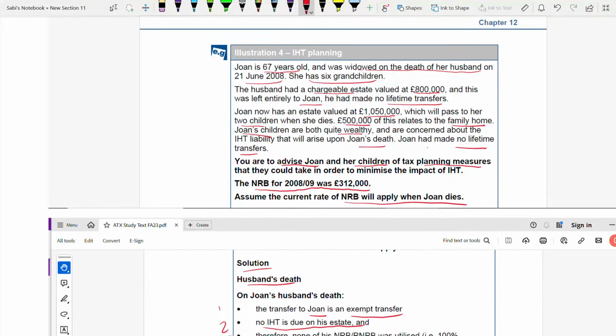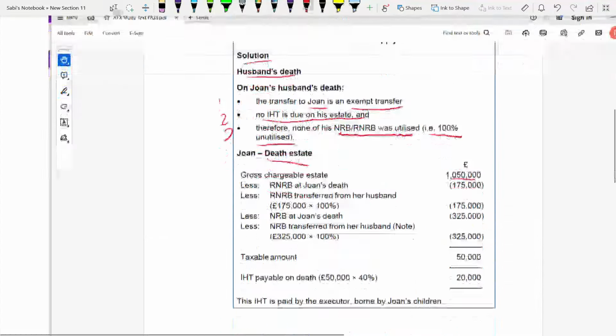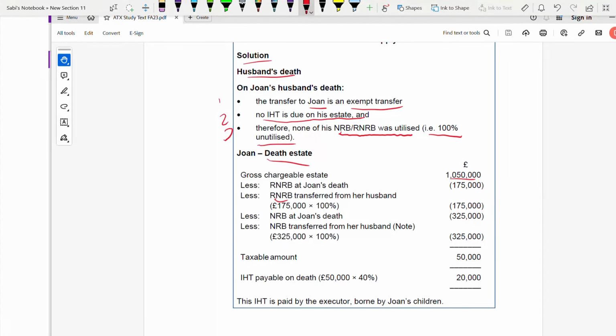Because he had this family home which he gave to his children, residence nil rate band will be applicable, 175. The other 175 will be transferred from her husband, 175. One is at the wife's death, the other one is at the husband's death. And it is transferred to the surviving spouse. 2 residence nil rate bands and 2 nil rate bands. So this is the taxable amount. And you get 40% and this is the IHT.